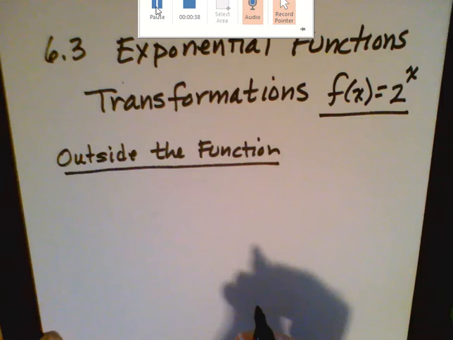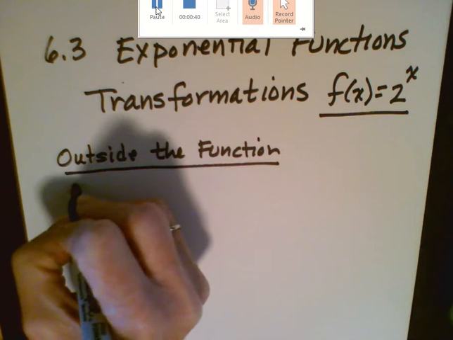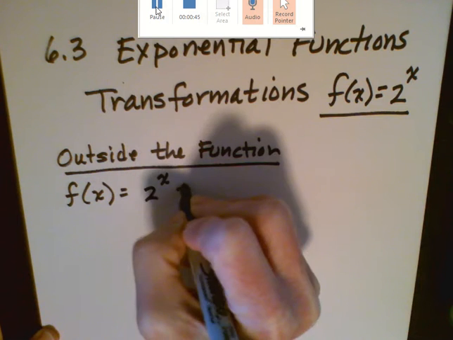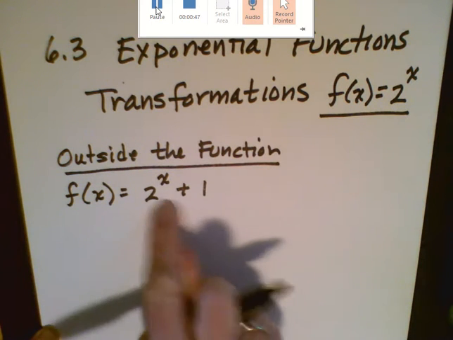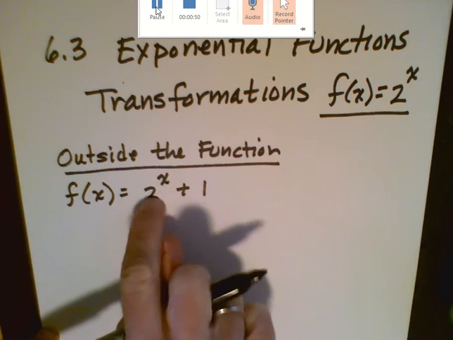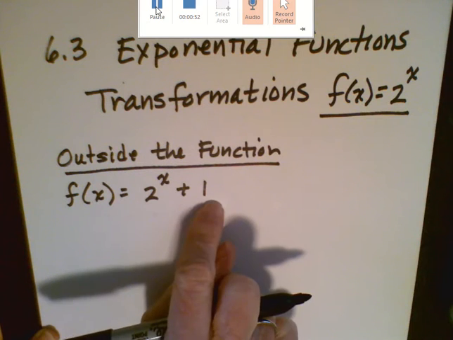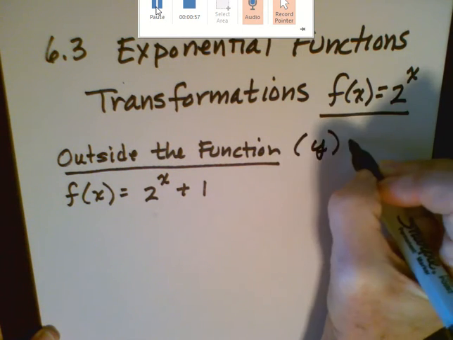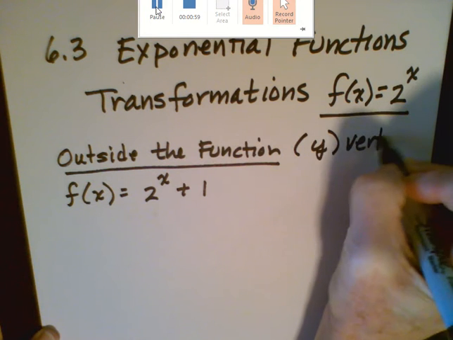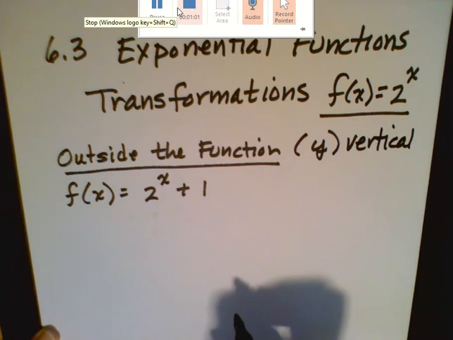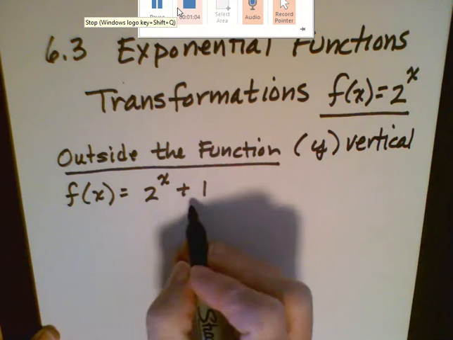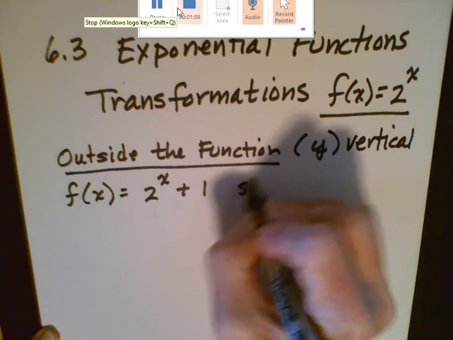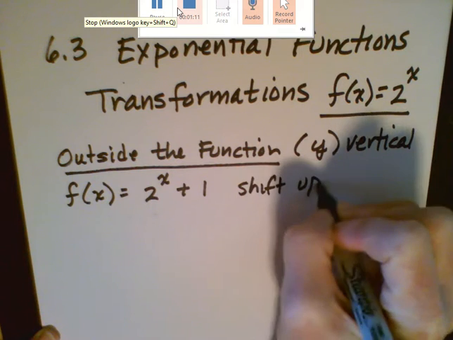So outside the function, what might that look like? Well, what if we had f of x equals 2 to the x plus 1? This is happening after you raise to the power. Here's our function, the power of x. This happens outside. Outside the function affects the y values. It's, let me also write, vertical. It's a vertical transformation. So this would indicate that every point on the original function would shift up 1 unit.